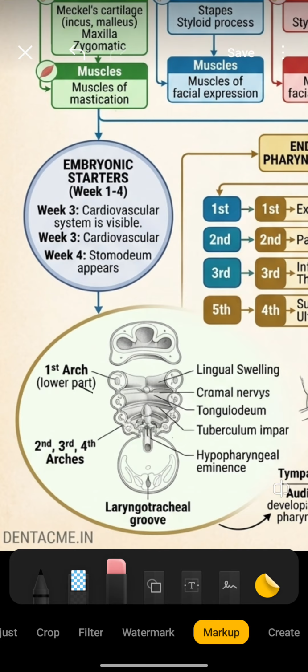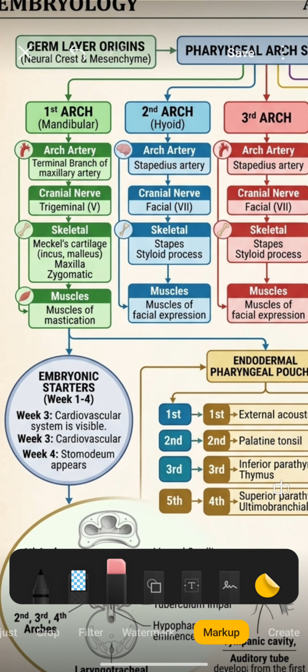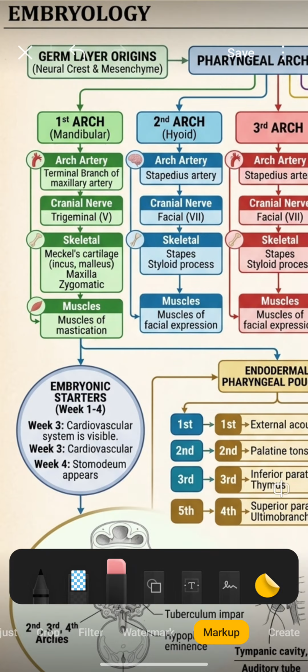So let's talk firstly about the pharyngeal arches, starting with the first pharyngeal arch. The first pharyngeal arch is the mandibular arch. The artery derived from it is the maxillary artery. The cranial nerve is the fifth, trigeminal, mainly the mandibular division of the trigeminal nerve, which is the first arch derivative. That's why its name is mandibular. The skeletal element is Meckel's cartilage.